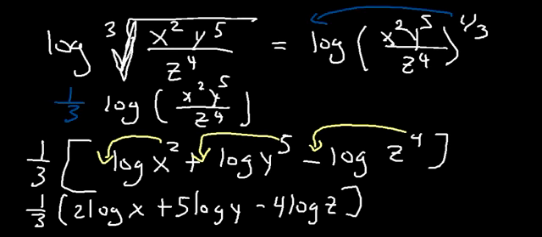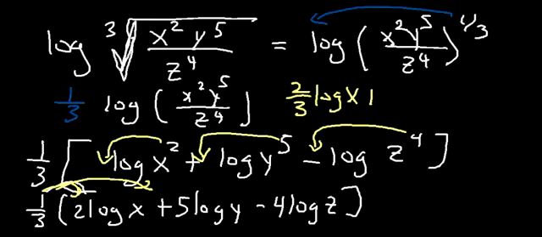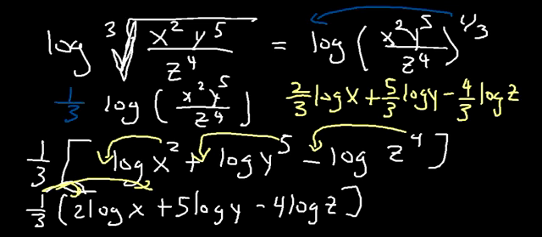If you want, you can distribute the 1/3 to every term inside it. So let's just go ahead and do that. So we can also write the answer as 2/3 log x plus 5/3 log y minus 4/3 log z if we want to. Both forms are acceptable.